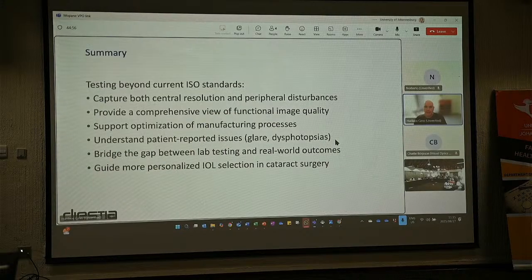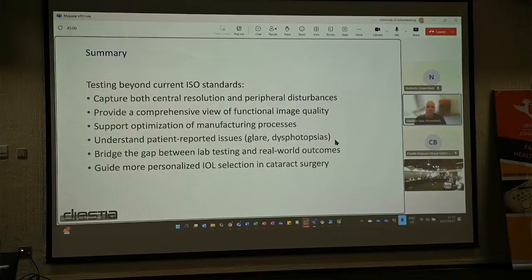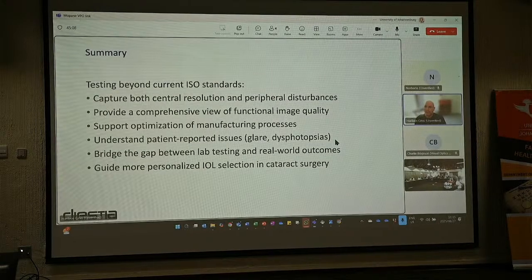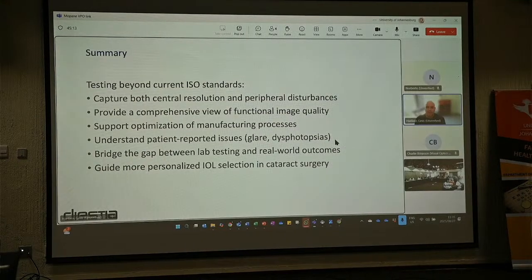So in summary, we've been working on different tests beyond current ISO standards that mostly refer to on-axis measurements. These tests address both central resolution and peripheral disturbances, such as photopsia or glare phenomena.